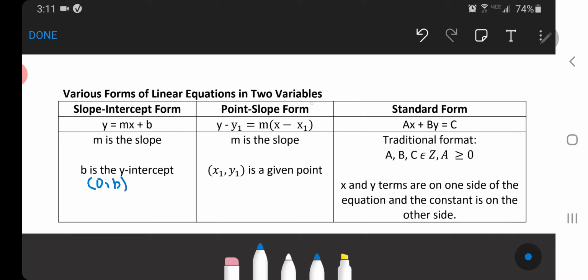Okay, point slope form, y minus y1 equals m times x minus x1. Once again, where m is your slope and x1, y1 is a given point. Once again, that x1, y1 is just naming the points.